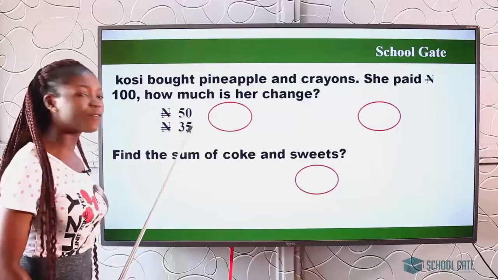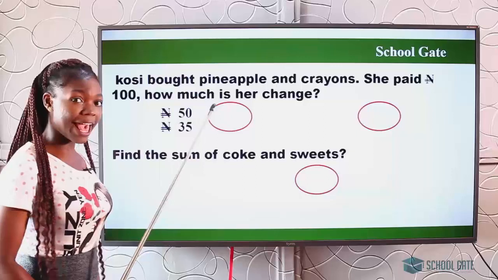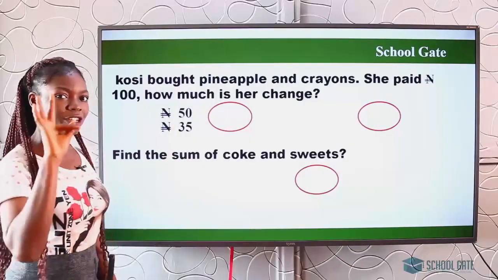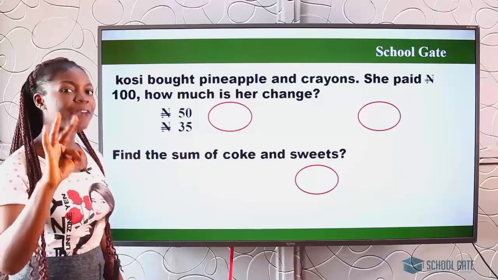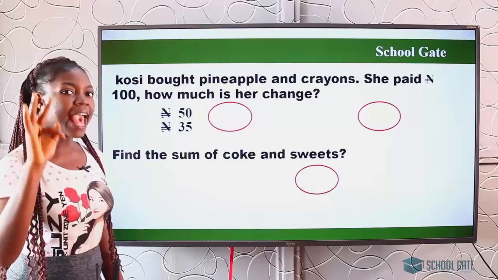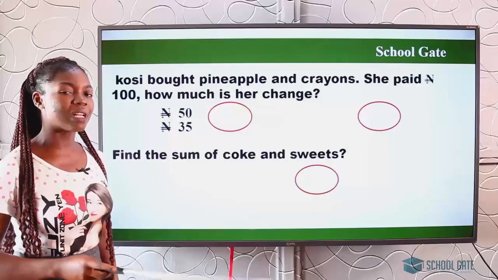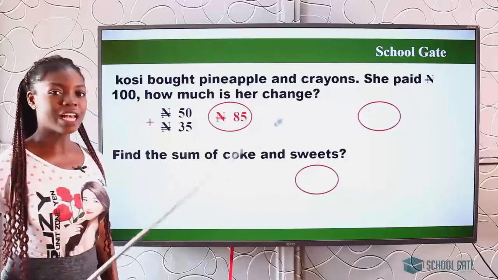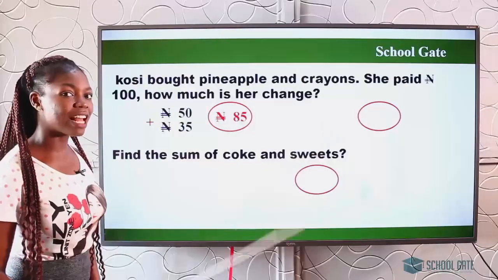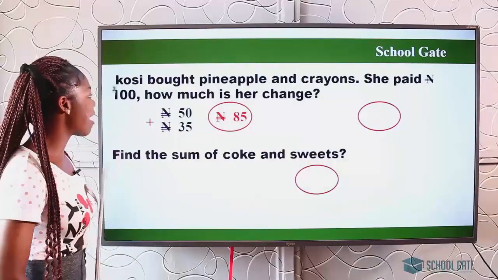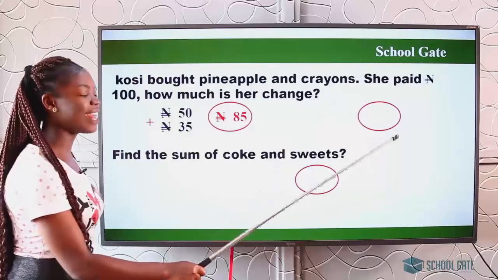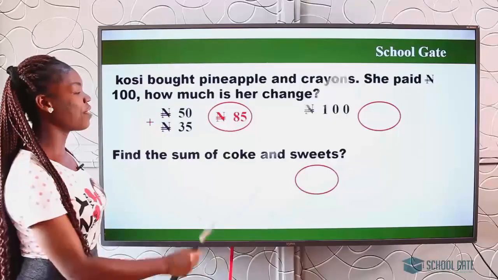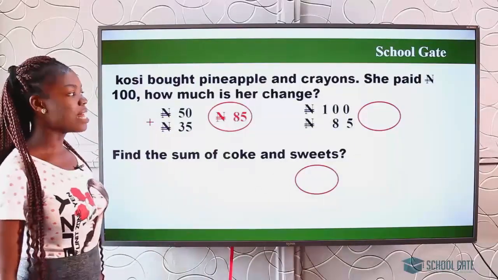0 plus 5 is what? 5. Okay? And then 5 plus 3, you have your what? 5 in your mind and your 3 fingers. So let's go. 5, 6, 7, 8. That means 50 naira plus 35 naira is what? 85 naira. Are you getting it? Remember, you entered the shop with how much? 100 naira. So what do we do? You say 100 naira minus 85 naira. Okay? So you have your 100 naira, 85 naira.